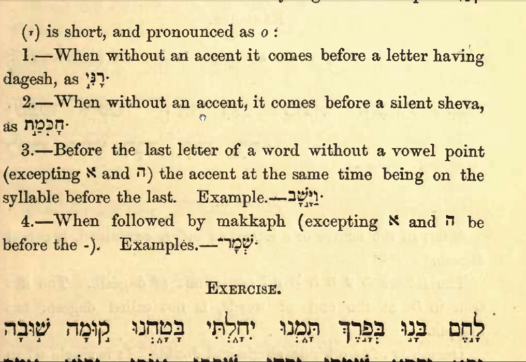When without an accent, it comes in front of a silent schwa. So there should be two dots here, one above the other. It would be helpful if the printing were better, but there's a schwa here. So it's chochmat, because there's no accent here. The accent's on the last syllable, and this little t is coming in front of this schwa, which is not pronounced. Chochmat.